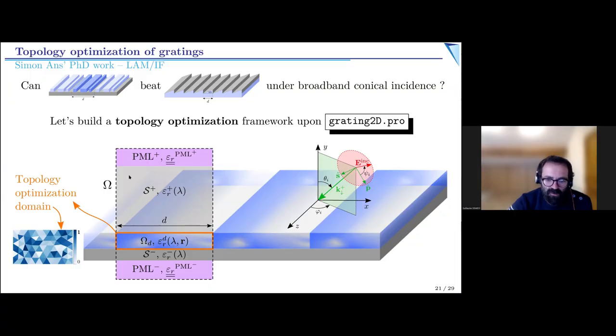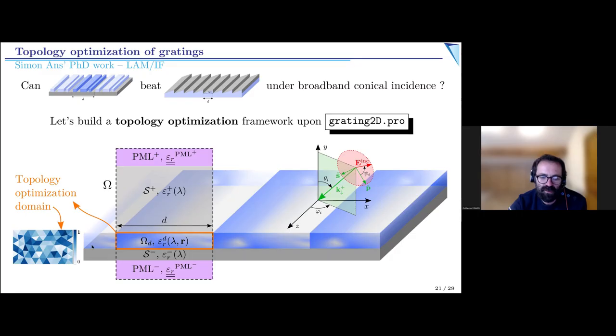Let's say you have some grating. We model it with grating2d.pro, of course, and we set up some topology optimization domain. So it's a very usual setting, and the design region is here, Omega Design. Okay, and I can shine on this any plane wave because we're in conical mounting, which means that the wave vector can be outside of the plane of incidence.